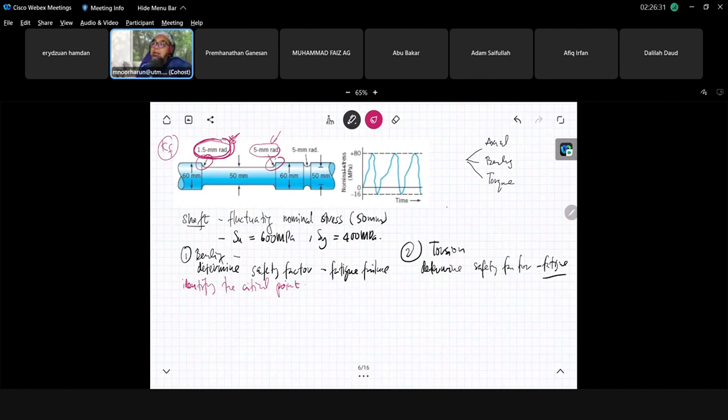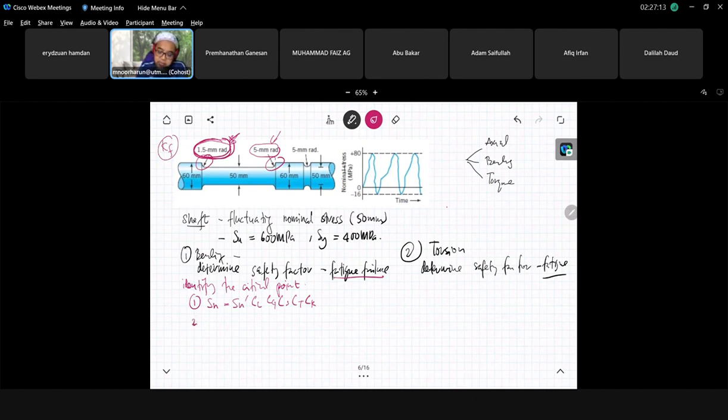Then we plan what we are going to calculate when we see this problem. First we have to calculate the fatigue strength Sn, from Sn prime, Cl, Cg, Cs, Ct and Ci. So we get this value.